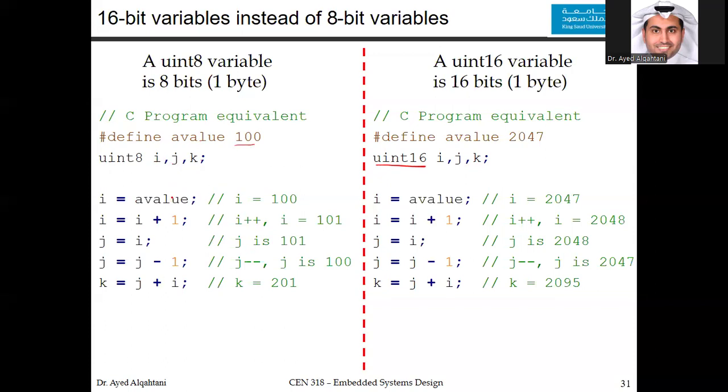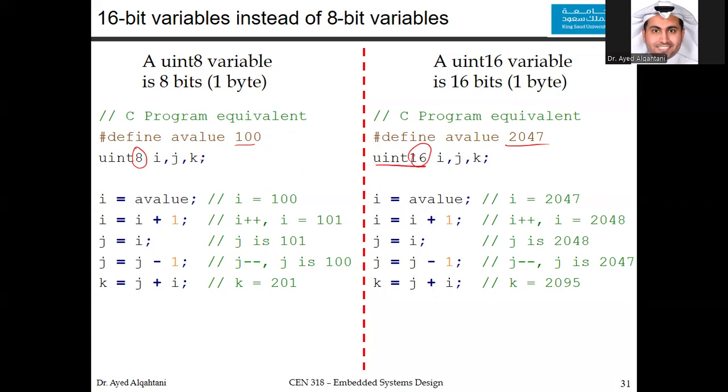The code will work fine for 8-bit. If you choose a value, for example, 2047, then an 8-bit variable won't fit it. You need more space. So the next jump from 8-bit is the 16-bit. This is 1 byte and this is 2 bytes, and you will have the same code. If you see the difference between these two codes, the only difference is the change here. This is 8-bit and this is 16-bit. In C language, this is the only difference that you will see.